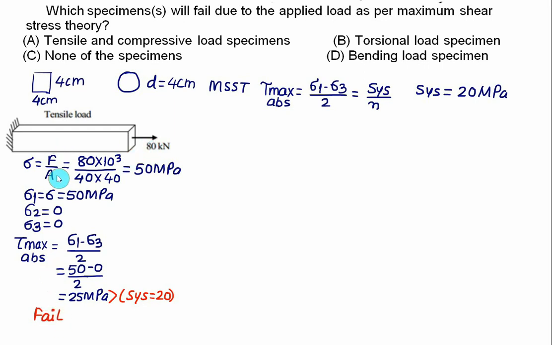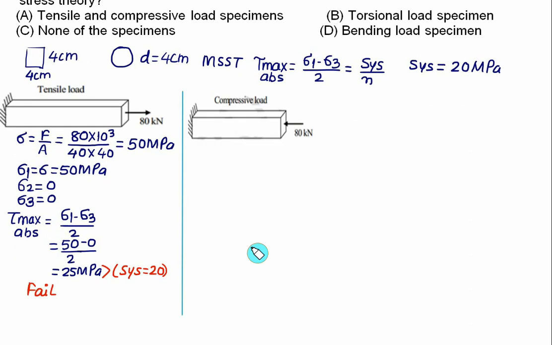Now we'll check the second condition. Since here the load remained the same, only the direction has been changed. So we have value of stress equal to minus 50 megapascal. Cross section area remained the same. So we have minus 50 megapascal. Since this is a negative value, we'll assign the value of sigma 1 equal to 0. Sigma 2 is also equal to 0. And we have minimum value, sigma 3 equal to minus 50 megapascal.